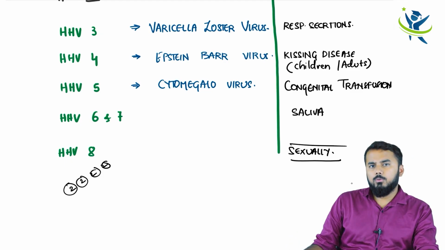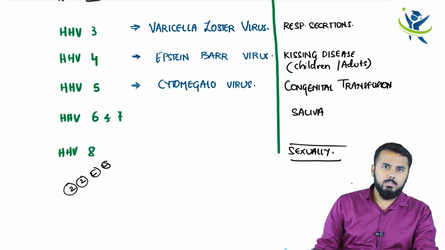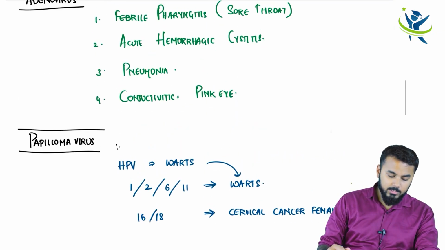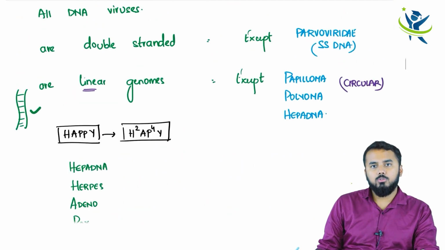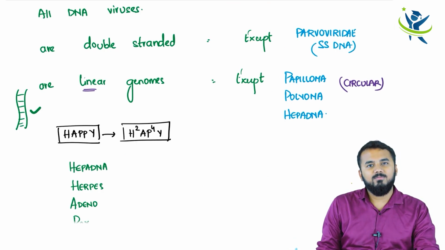So this is all we need to know regarding the introductory part of the herpes virus, and the different viruses we have discussed, like polyomavirus, papillomavirus, adenovirus and all, right? So this is the end of the introductory part here, guys. Now we shall be discussing individual diseases. Thank you so much for watching my video. Goodbye.